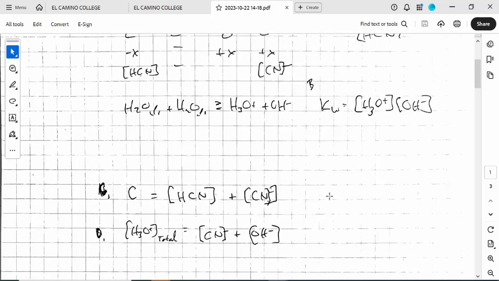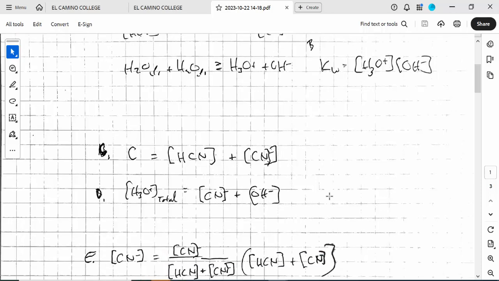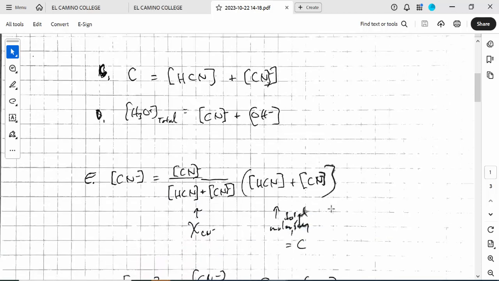Now D is charge balance. That is, the total positive charge has to equal the total negative charge, right? The total positive charge, there's only 1 cation in this. What's the 1 cation in here? It is hydronium. So this is the total positive charge, but there are 2 anions present, hydroxide and cyanide. And so the total positive charge has to equal the total negative charge, cyanide and hydroxide. We just combine them. And that's charge balance. So I added a mass balance here and a charge balance. Once I do that, then I'm going to solve some equations here.